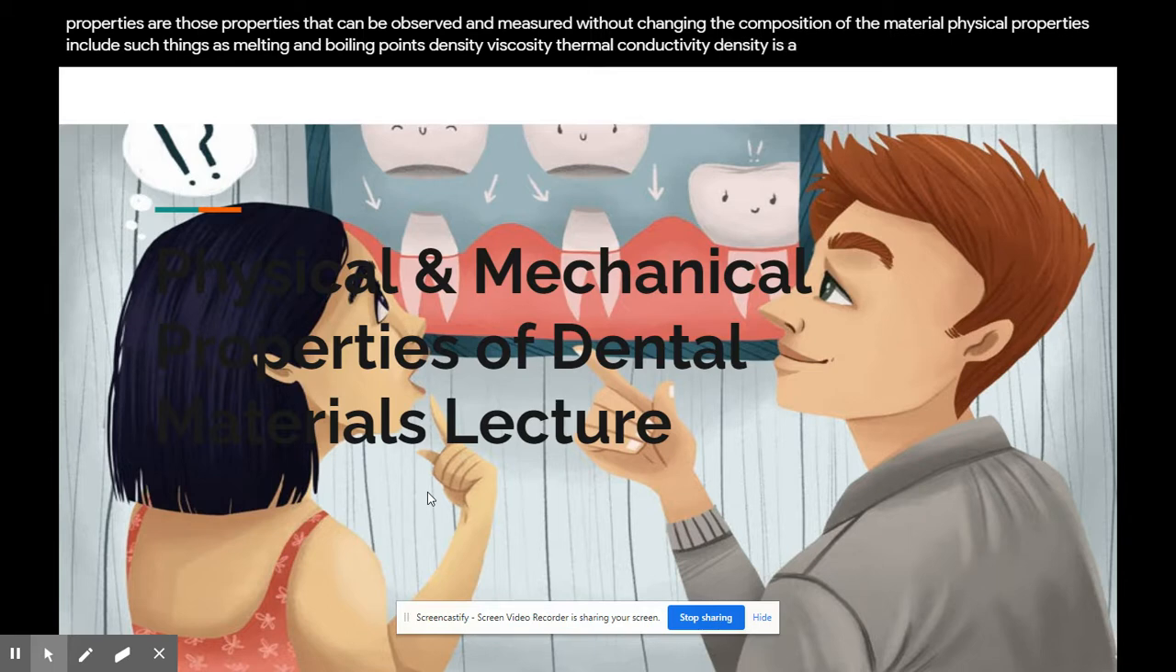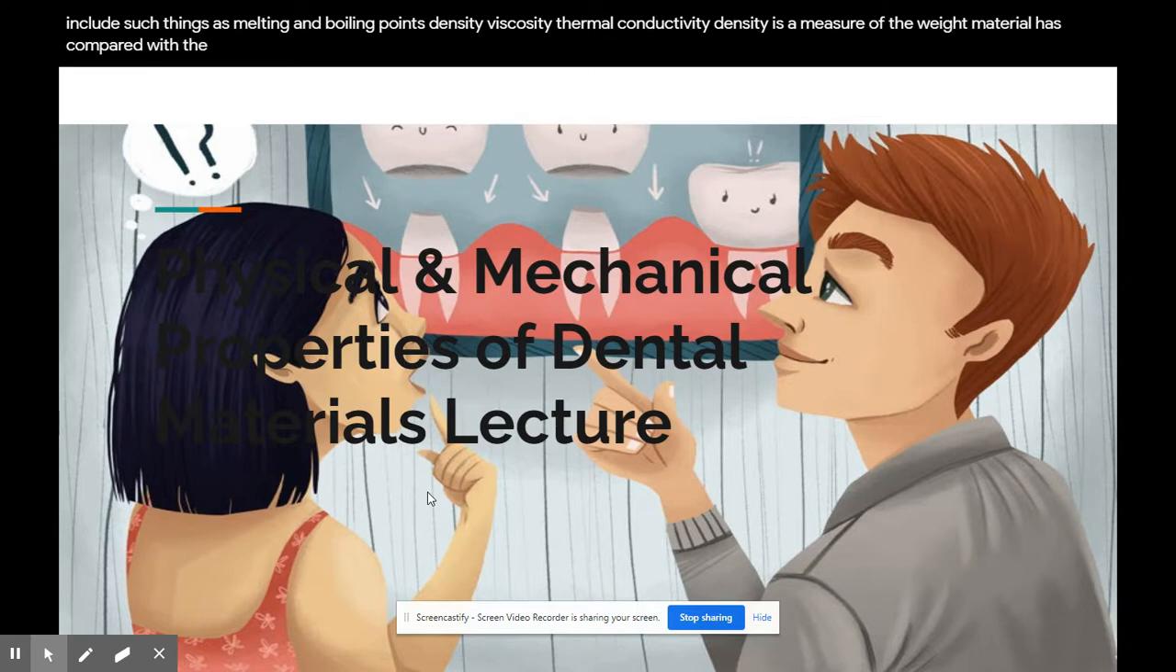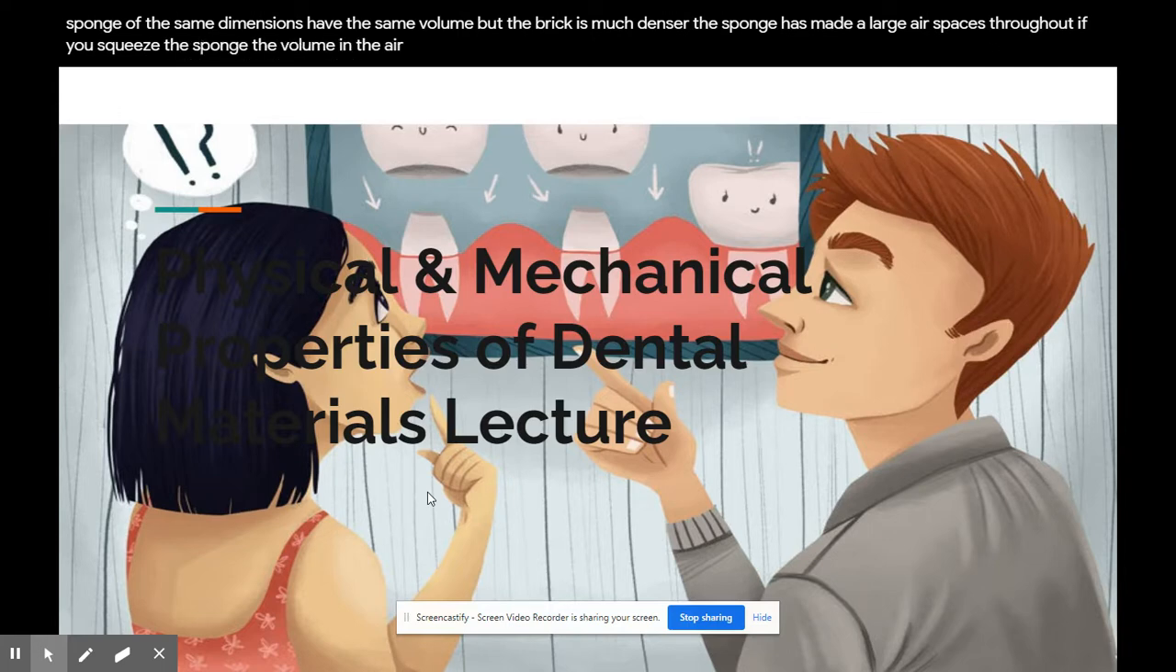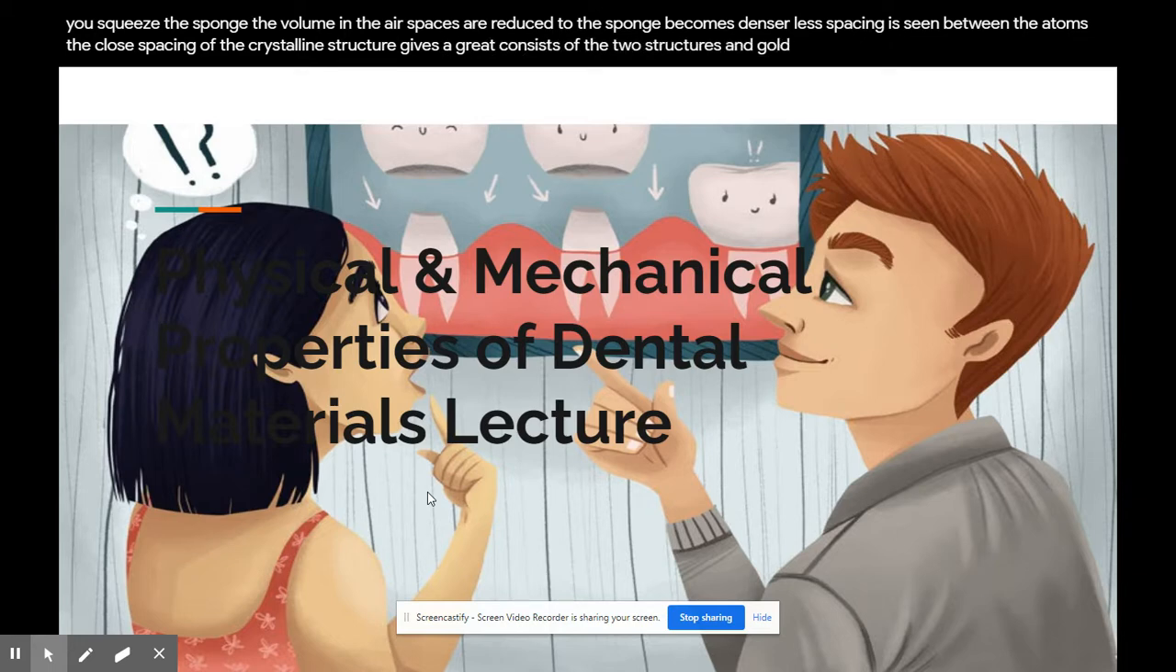Density is a measure of the weight a material has compared with its volume. It is a measure of the compactness of matter, or how much mass is squeezed into a given space. A brick and a sponge of the same dimensions have the same volume, but the brick is much denser. The sponge has many large air spaces throughout. If you squeeze the sponge, the volume and the air spaces are reduced and the sponge becomes denser. Less spacing is seen between the atoms. The close spacing of the crystalline structure gives the greatest density. Enamel is the densest of the tooth structures, and gold is the densest of the restorative materials.